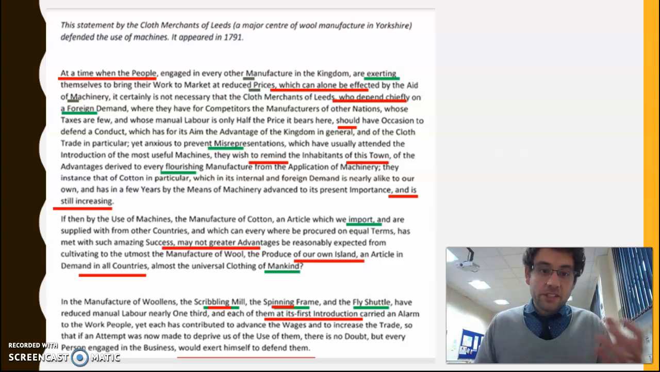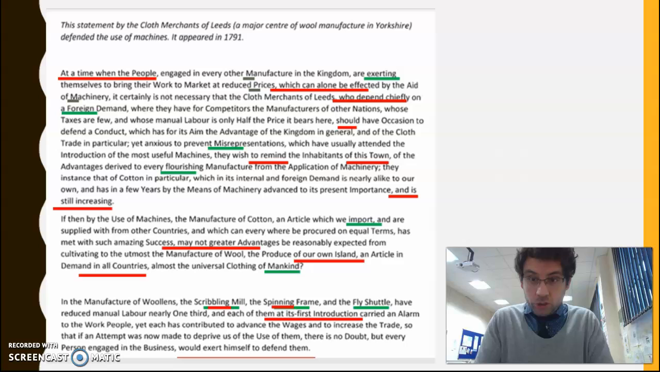We get the advantages derived to every flourishing manufacture. So you could talk about that firstly as a participle. So remember, a participle is a word that's usually a verb. So flourishing is normally a verb. I was flourishing. But in this case, it's flourishing manufacture. It works as an adjective. So it's a participle.